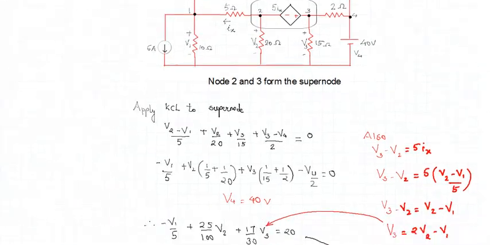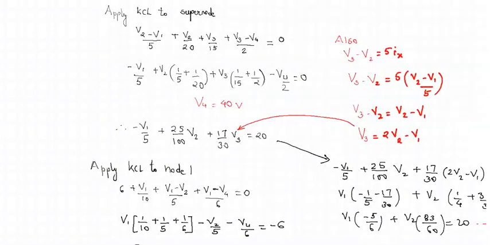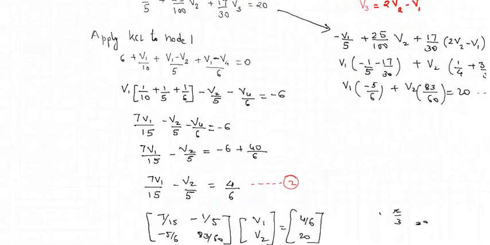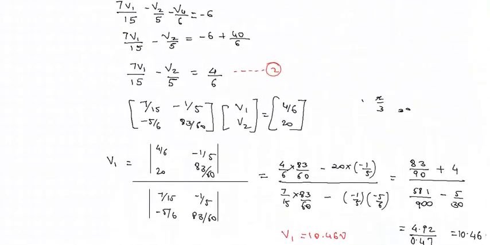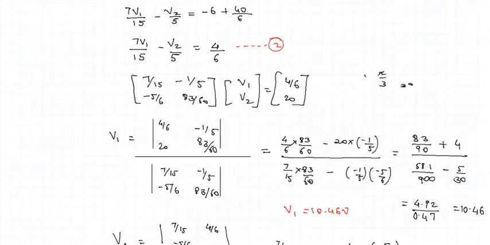Okay, so applying KCL at node 1 is what I get here. Now you have two equations which you're going to solve, equations 1 and 2. Solving, I have again applied Cramer's rule here. So using Cramer's rule, I have found the voltages V1 and V2.